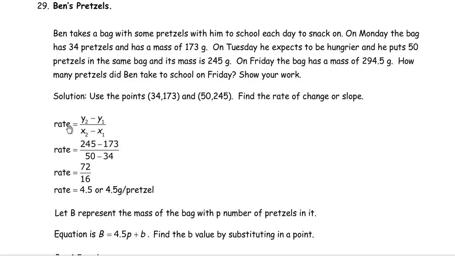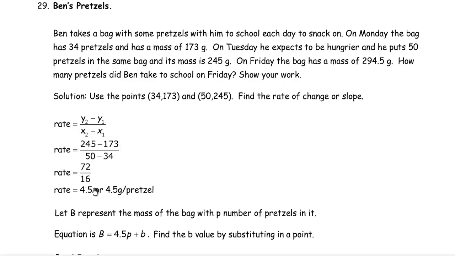And so here's the rate formula or slope formula. y2 minus y1, or we're subtracting the second coordinates, that's the y coordinate, so 245 minus 173, and then 50 minus 34 in the denominator. Now if you wanted to do 173 minus 245 in the numerator on top, that's okay. But if you do 173 minus 245, then in the denominator you'd have to write 34 minus 50. Make sure you're subtracting those two pairs of numbers in the same order. So 245 minus 173 is 72, and 50 minus 34 is 16.